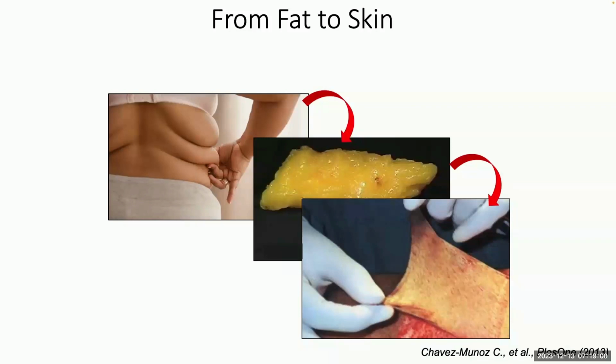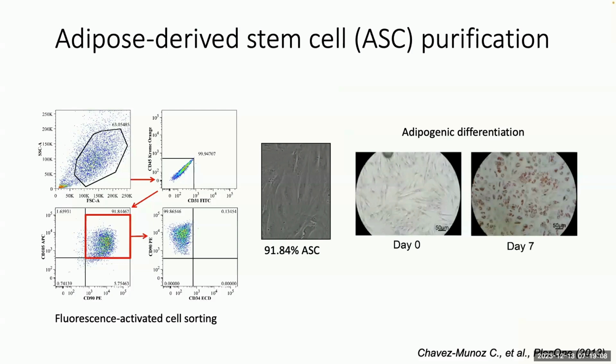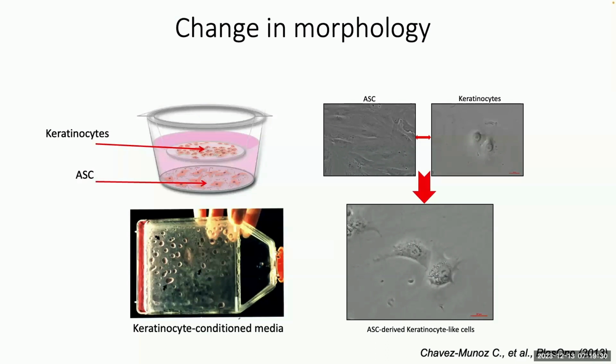That's why I gave a talk with the title From Fat to Skin. My idea was, we can isolate and purify adipose-derived stem cells, which I did, and then we sorted them. This is just to show that they are adipose-derived stem cells, because we differentiated them into adipocytes, which is on day 7. That's just a confirmation. But what you can do with these adipose-derived stem cells is co-culture them with the cells that you want them to become.